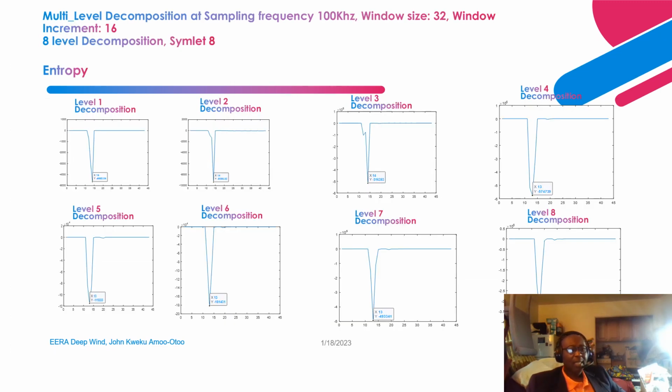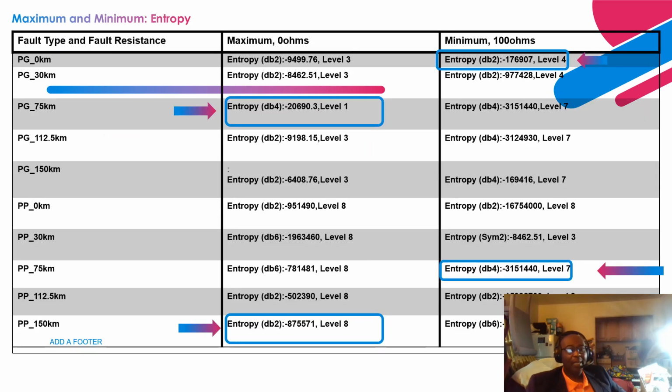Next is entropy features, right? Based on the eighth level of decomposition. Remember, I made mention that I selected eight levels to reduce the computational burden, right? Because a larger computational burden means a larger cost, and also a slower protective relay speed. And you don't want that. You want a faster protective relay speed. So I selected only eight level decomposition. Similarly, for entropy, I have the maximum and the minimum. So I'm going to utilize the combination of the entropy and the wavelet detailed coefficients to set the protective relay.